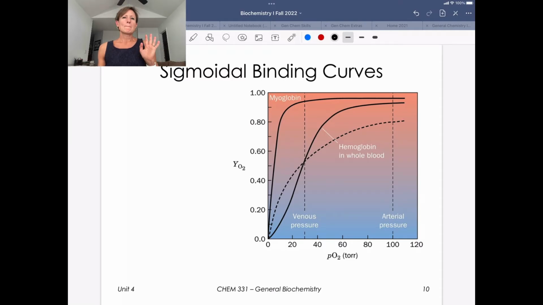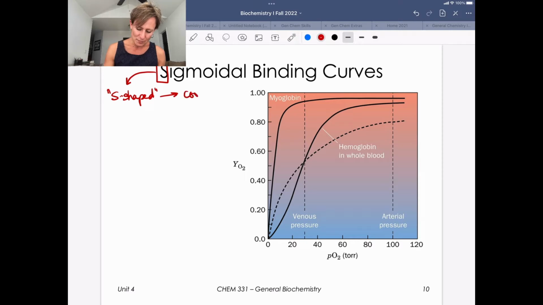So when we talked about myoglobin, we indicated that myoglobin had a hyperbolic binding curve, and that's because it exhibited non-cooperative binding. When we talk about the binding that we see for hemoglobin, it exhibits sigmoidal binding, and that is indicative of cooperation. So when you think about sigmoidal binding, that S for sigmoidal should remind you that the curve is S-shaped. And an S-shaped binding curve indicates cooperative binding.